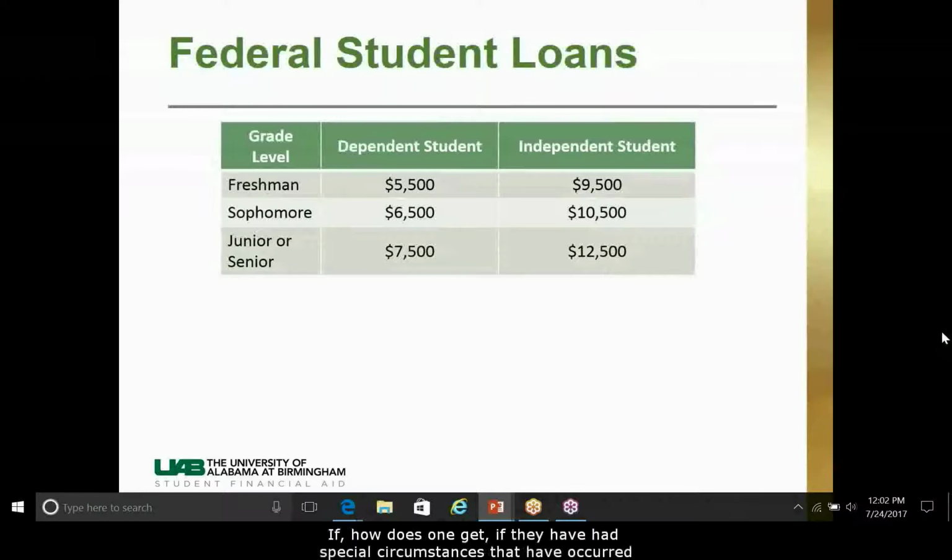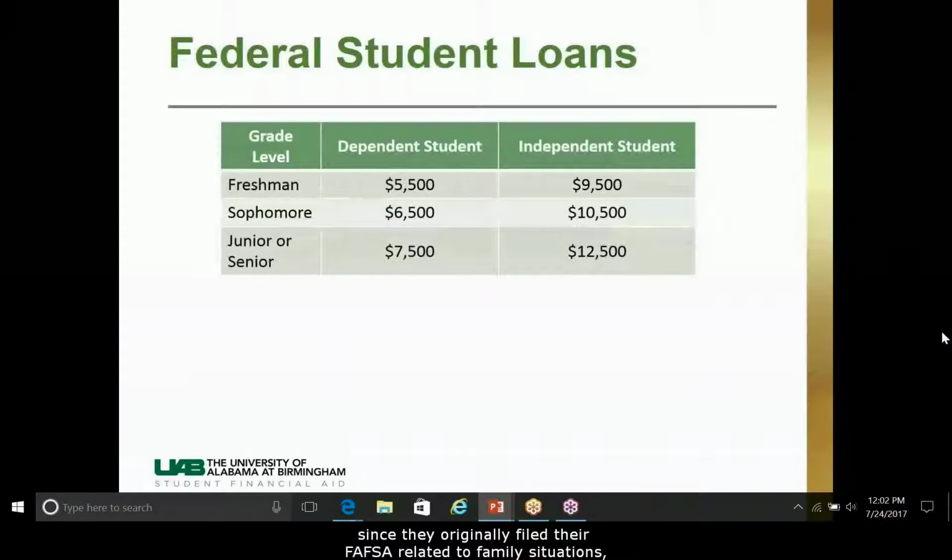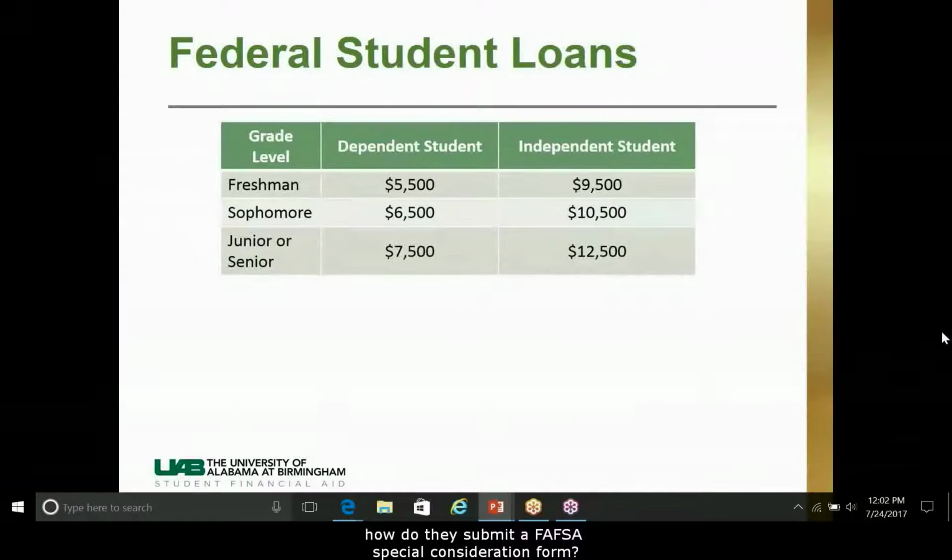Here's one. If someone has had special circumstances occur since they originally filed their FAFSA related to family situations, how do they submit a FAFSA special consideration form, or is there such a thing?